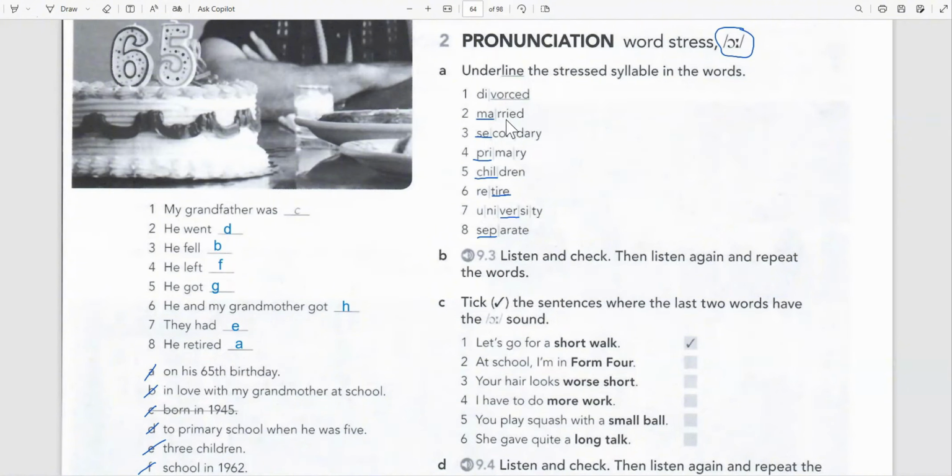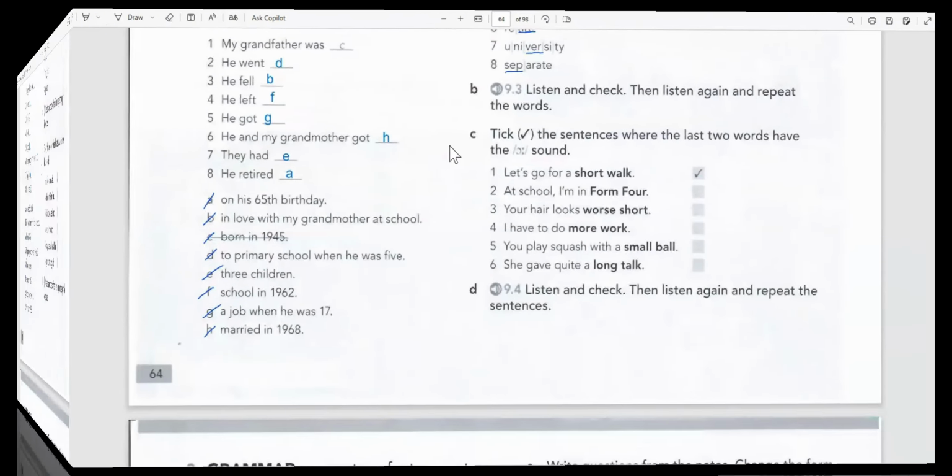So let's repeat the words here now. Number 1 is divorced, married, secondary, primary, children, retire, university, separate. Divorced, married, secondary, primary, children, retire, university, separate. All right. So exercise C.